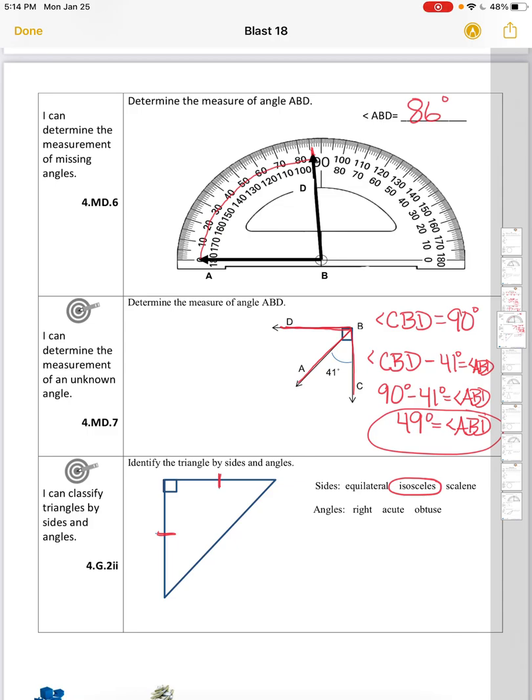Angles. A right angle measures exactly 90 degrees. We are given a right angle here. So we know this triangle has a right angle. It's called a right triangle. If all the angles are acute angles, the triangle would be an acute triangle. And if the triangle were to have an obtuse angle, then the triangle would be called an obtuse triangle. So the most specific name for our given triangle is an isosceles right triangle.